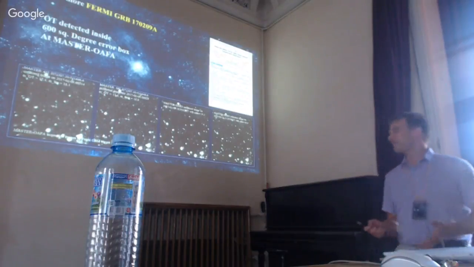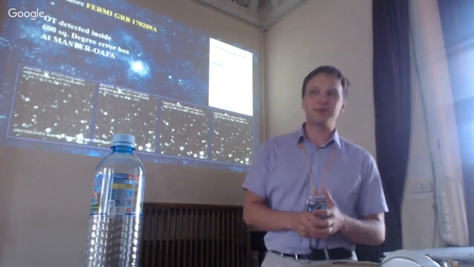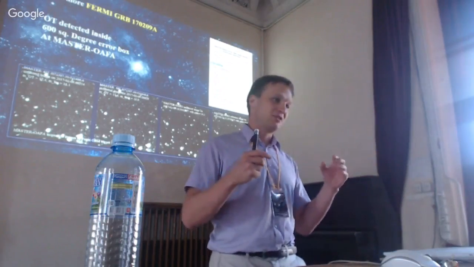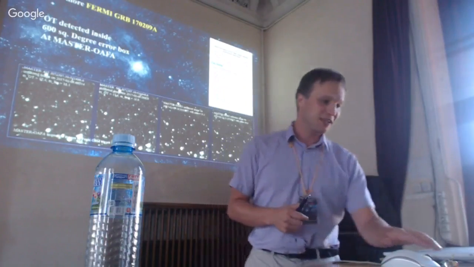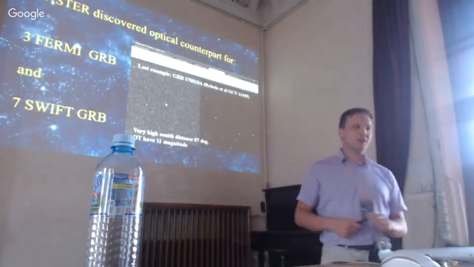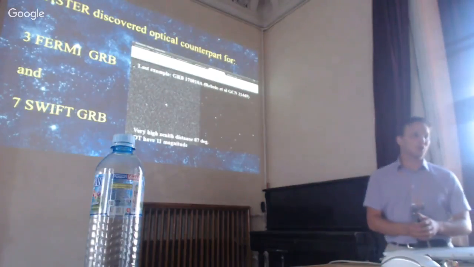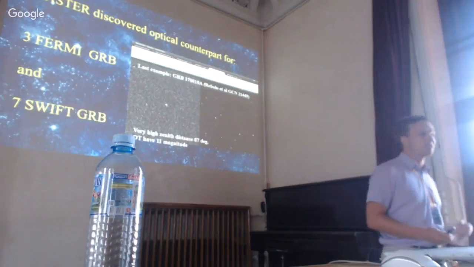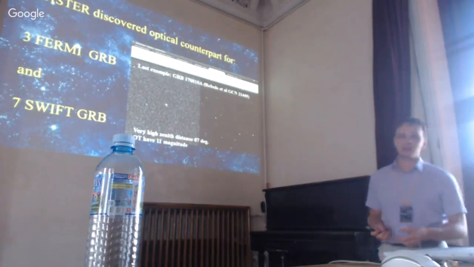And firstly we published a telegram, and only after that we published a GCN telegram, when we analyzed this source in more detail. So in all, till this moment, we have discovered three optical transients from GRBs registered by Fermi satellites, and several optical counterparts from Swift satellites.